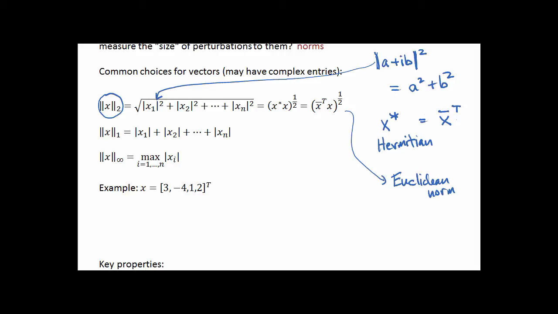Another popular norm is the 1 norm of a vector. That's the sum of the absolute values of the entries. Again, that absolute value for the complex case is defined as up above. And then the third choice that we might use a lot is the infinity norm, also called the max norm. It's just the largest element, again, in absolute values or complex magnitude.